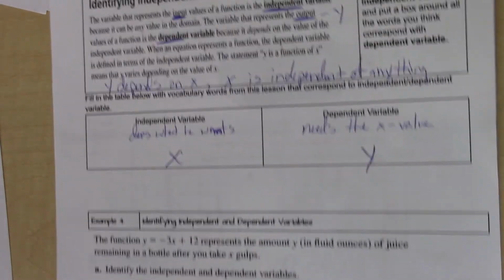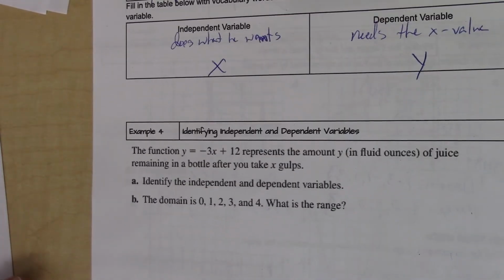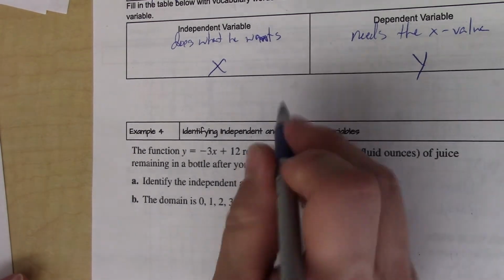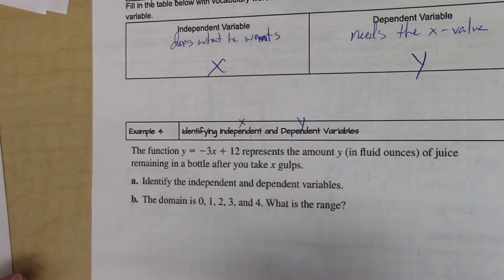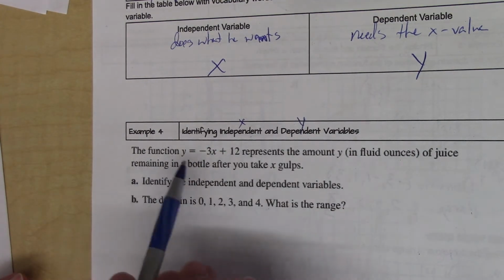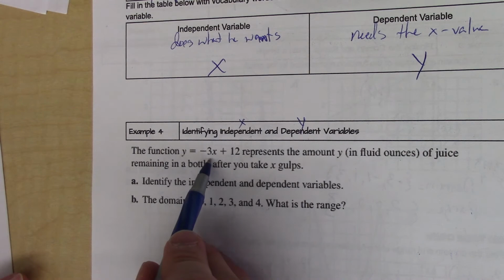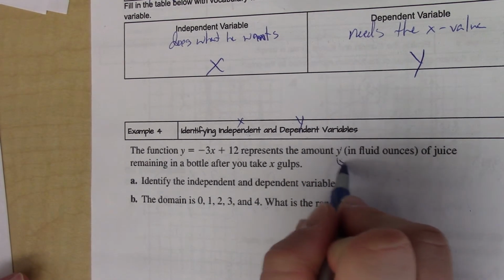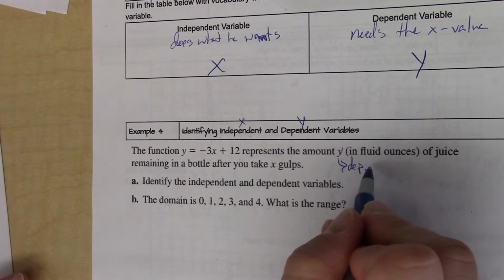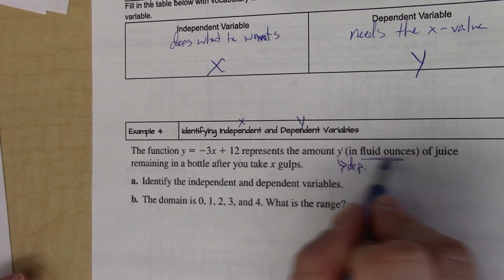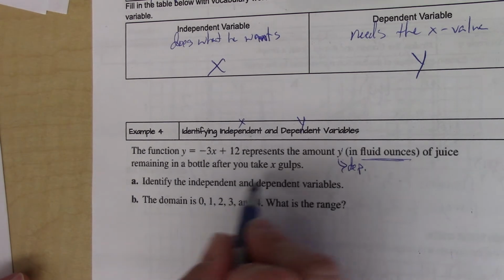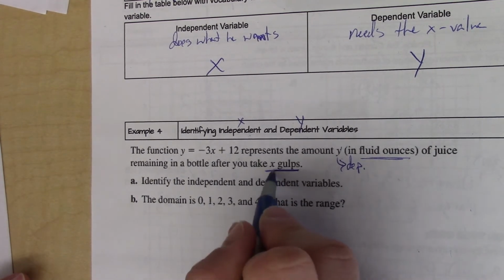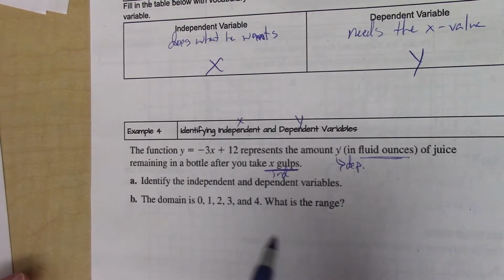So if I look down here, it says identifying the independent and dependent. Again, if you remember, dependent is y and independent is x, right? So in this equation, y equals negative 3x plus 12 represents the number of fluid ounces, which, again, y is the dependent, right? And y is the fluid ounces of juice remaining after you take x gulps. And remember, X then would be the independent, just because of what we've already said.